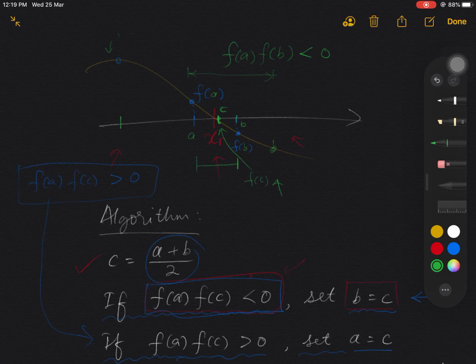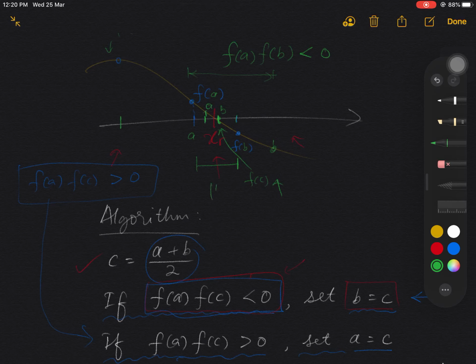So this is FC. So FC is negative. So FA times FC is negative. So we set B equal to C. Now B moves here. So this becomes the new B. And then repeat the process. Find the middle point again. Okay, and then this becomes the new A.